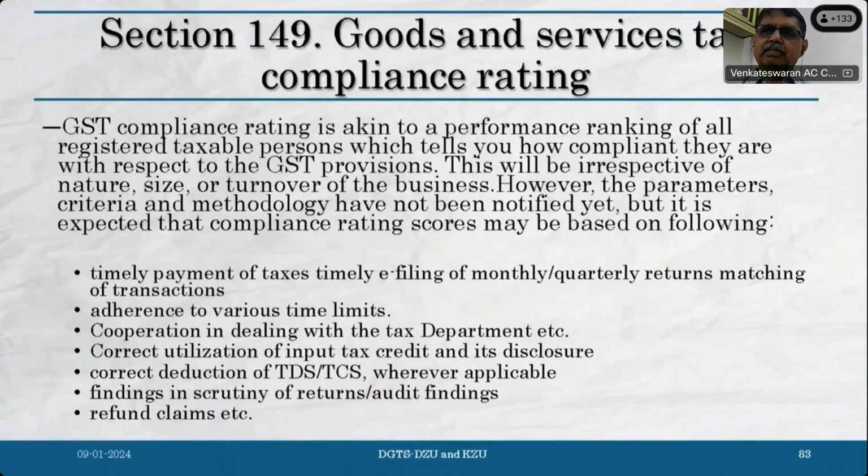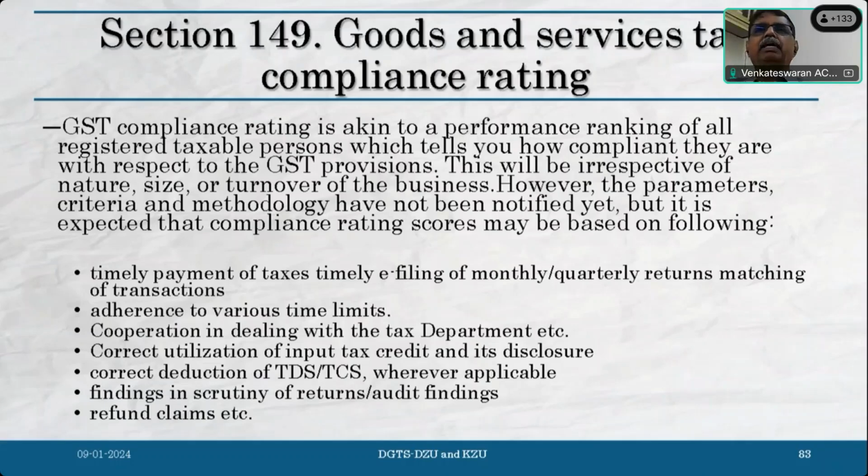Then finally, the department is yet to implement something. The department also wants to recognize tax compliance. There is a provision under section 149, which speaks of compliance rating. Once this compliance rating is implemented, it will make it easier for suppliers and buyers to identify honest suppliers, which is very important. Timely payment of taxes, adherence to various time limits, and cooperation in dealing with the department will be the parameters which decide your rating with reference to GST compliance, and I hope this will be shortly implemented, which is beneficial for both.